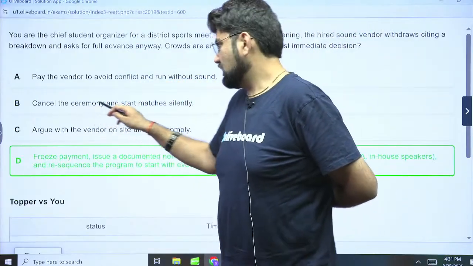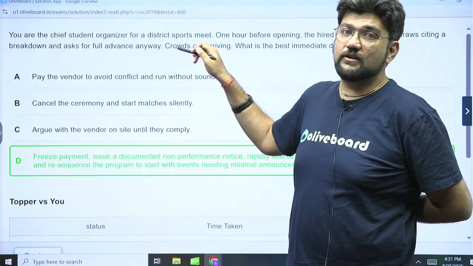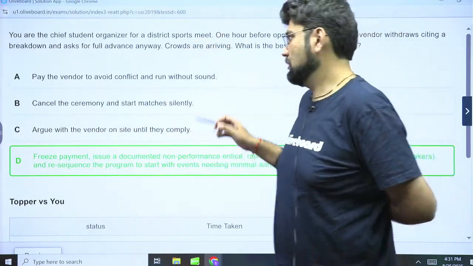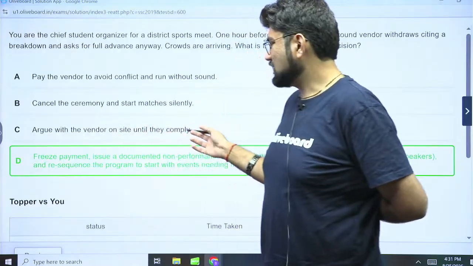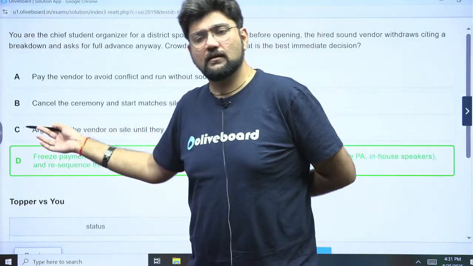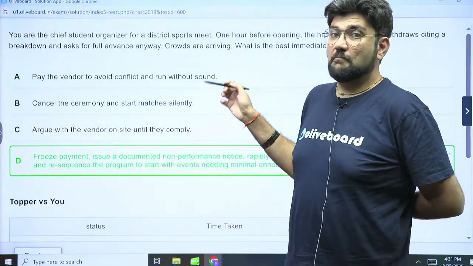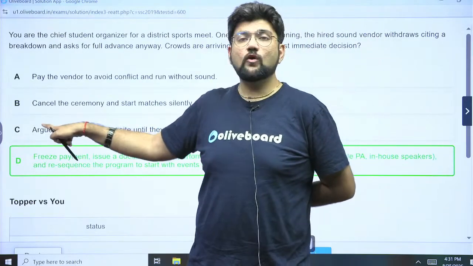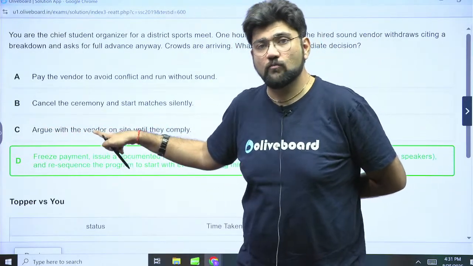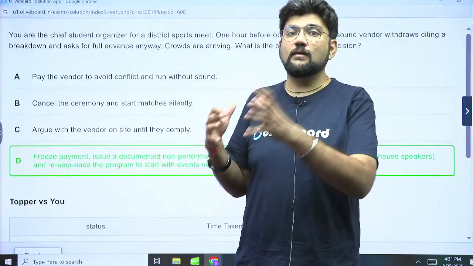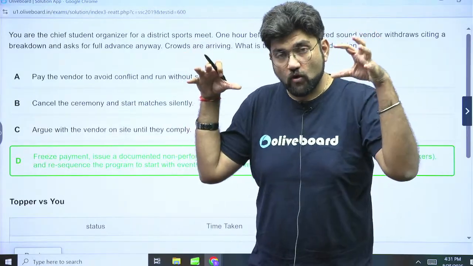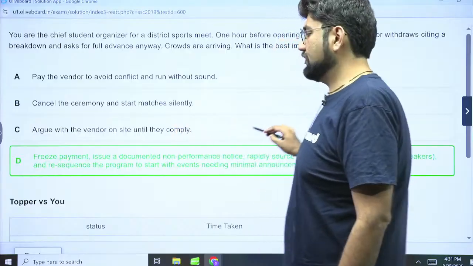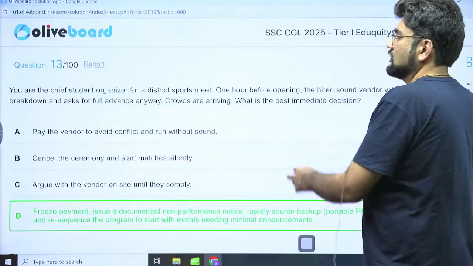Cancel the ceremony is too much because the crowds are already arriving. You can't cancel on them unless something great or grave has happened. And argue with the vendor on site until they comply. Again, a very common approach. But here, listen, they are testing your mindset. If you do this, then you are not solution oriented, you are problem oriented. Your mindset is a problem oriented mindset. You are more focused on the problem, not the solution. So that is why option C is also not the right way to go. Option D is the correct answer.